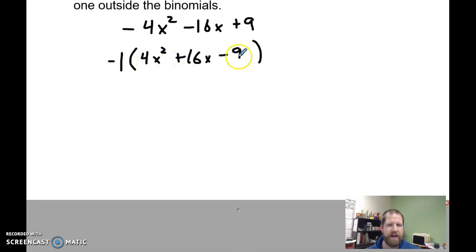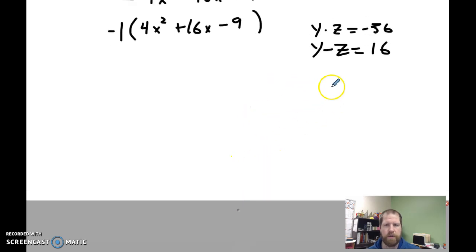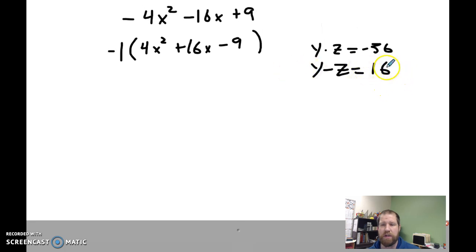So if I was going to factor this, I'd do it the same way. I'd recognize that I have a negative sign on my third term, so I'm going to be looking for y times z equals -36, and y minus z equals 16. So two terms who multiply to equal -36 and who are 16 units away. So that's probably going to be a pretty small term, right?